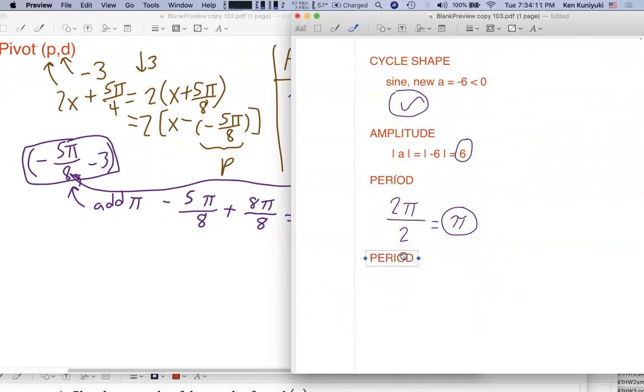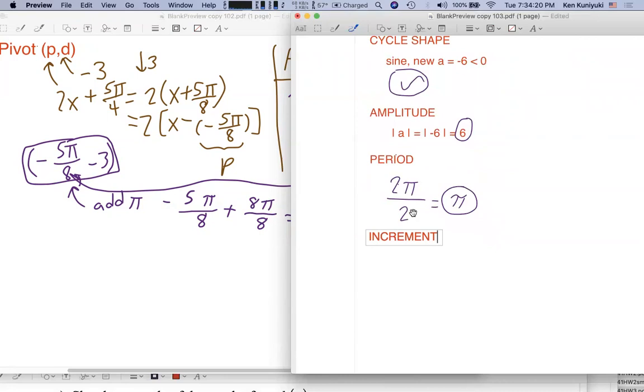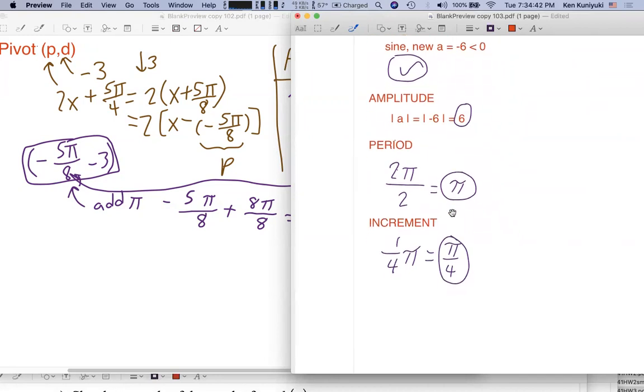Increment, which is my phrase, by the way. It's the quarter widths. Increment's my phrase, but you always take a quarter. So the increment is going to be a quarter of pi, the period, which is pi over 4. And that's really what we're going to use when we construct the frame.